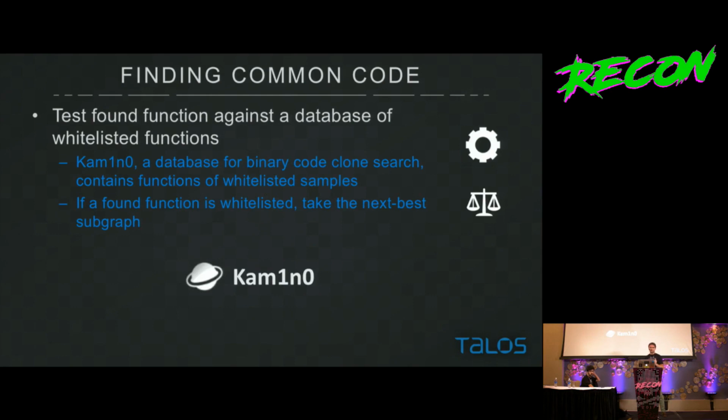Now, there is a slight drawback. We might have chosen a function that is just statically linked in library code. To prevent this, we use Camino, which is a code clone search engine that is developed here at McGill University in Montreal. And we have all the functions that are from clean samples inside this database. And we simply submit our chosen function from the last step to this database and query if there is any similar function inside. If the function is whitelisted, we discard the chosen function, go back to the last step, choose the next best subgraph, and carry on.